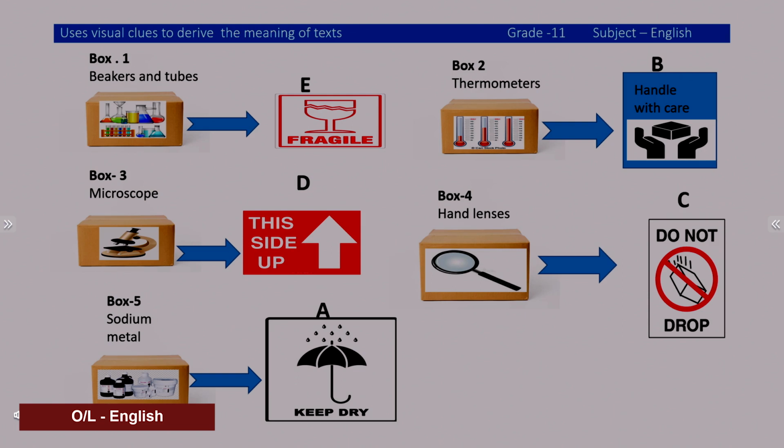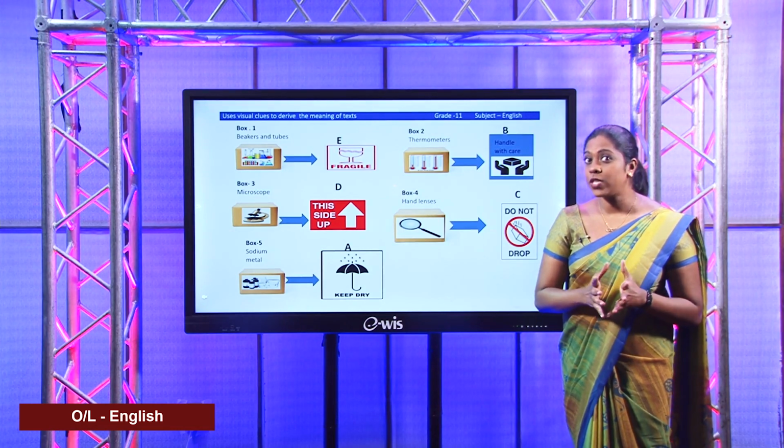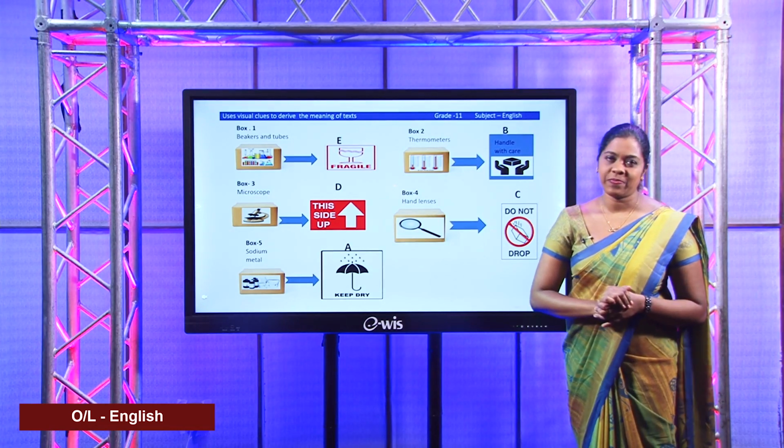Box 4, hand lenses. Do not drop. You know what would happen if you drop them down. And finally, sodium metal. Keep dry. Why? You know that it reacts explosively with water.